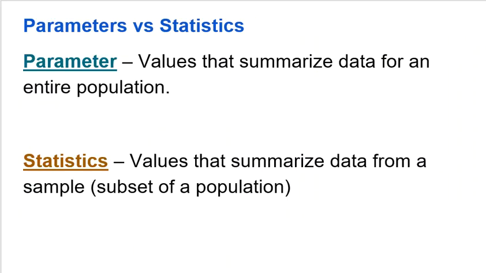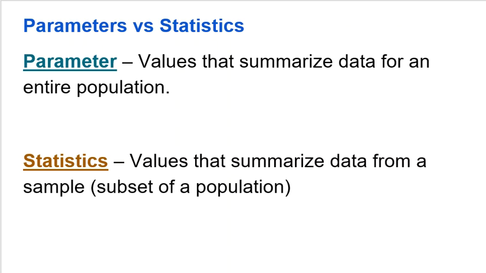So we also want to talk about this real quick. This is an idea that's going to matter long term as we go throughout all the units, but it's an important idea to bring up right now, and that is the difference between parameters and statistics. So a parameter is a value that summarizes data for an entire population. So if you have a number that represents an entire population, it's called a parameter.